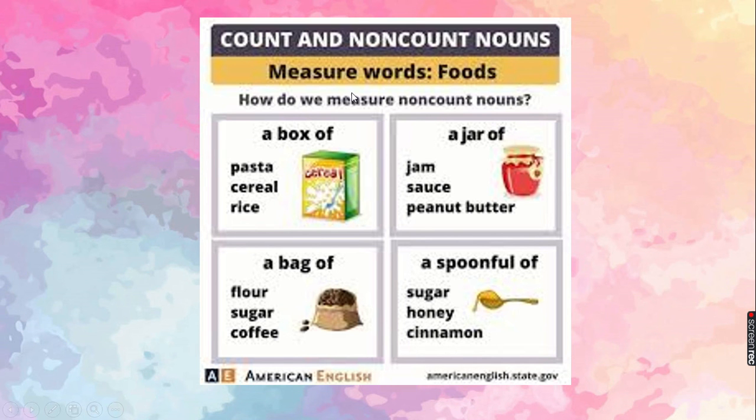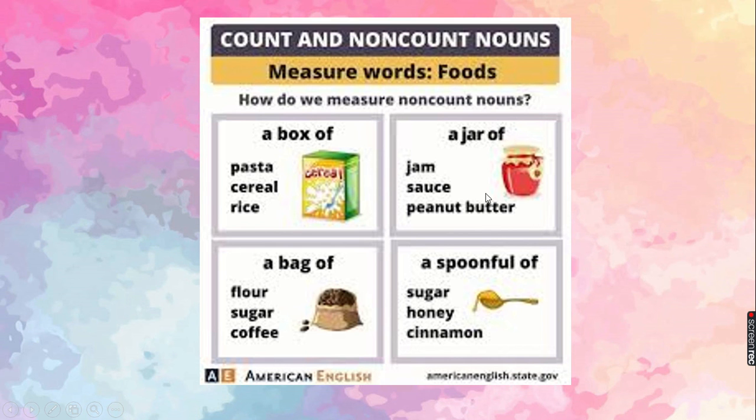Sometimes we need to use count nouns like the word cups, pieces, or bowl. For example, these are non-count nouns. Pasta is non-count. Cereal is non-count. Rice is non-count. We cannot say pastas. No. We cannot say cereals. No. Rices. No, no, no.